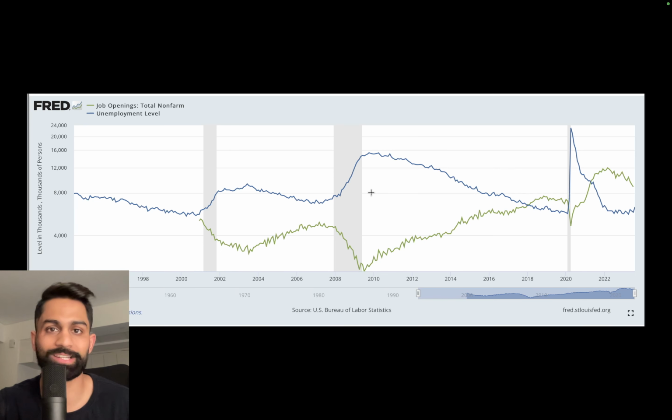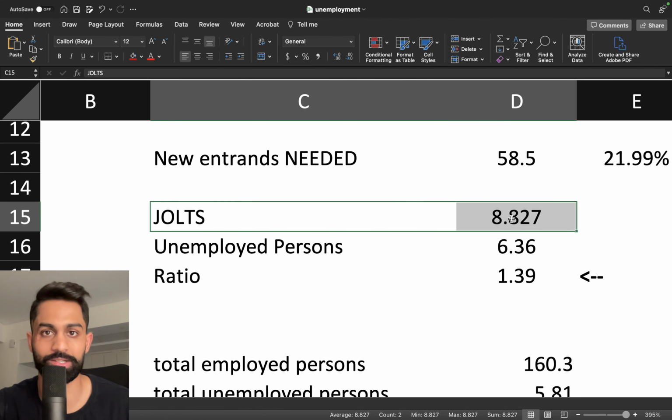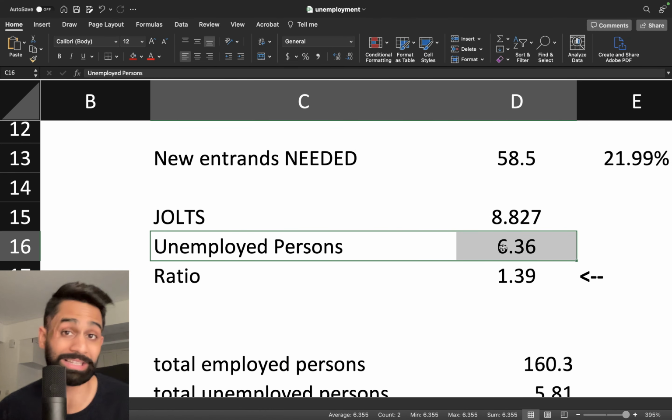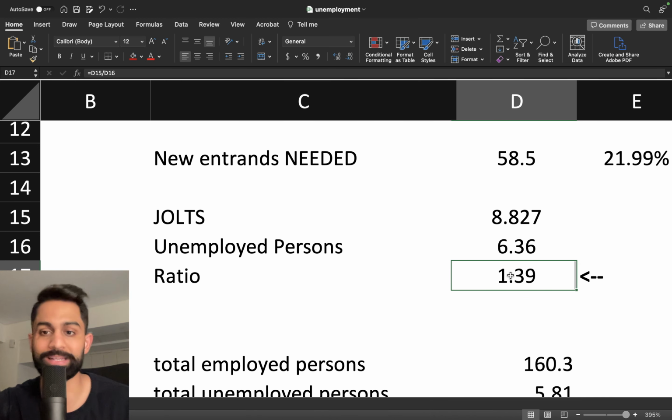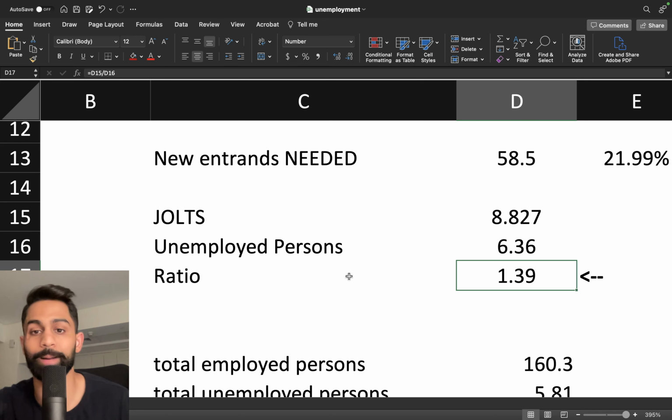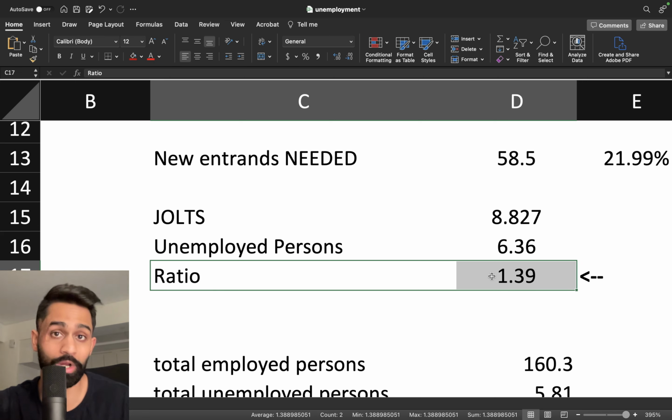So there's over 8.8 million job openings for every 6.3 million unemployed people. That ratio is at 1.39, meaning for every one person in the US, there's almost 1.5 jobs available. And this number has been coming down. It's come down from 2.5 down to 2 and now sitting at 1.39.